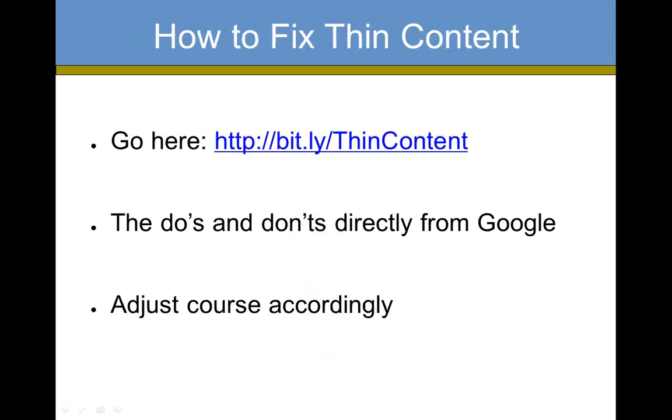So there's actually about 15 or 20 different things in this list. You can find it at bit.ly/thincontent, and that's straight from Google. It's a list of all of the elements that they believe contribute to thin or low quality content. It gives you a list of do's and don'ts. If you read through this page and then consider the content on your website, just adjust course accordingly. It's really not too hard to spot. You should know if your content qualifies as thin after reading this article, and just go from there.